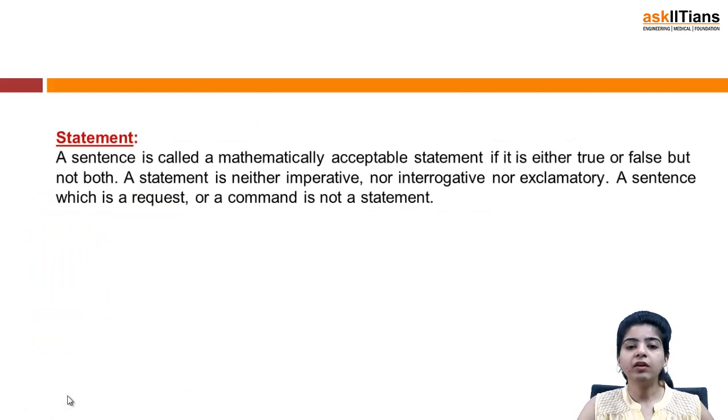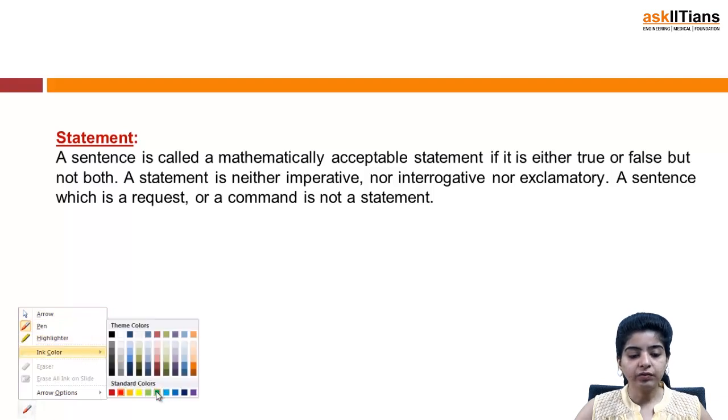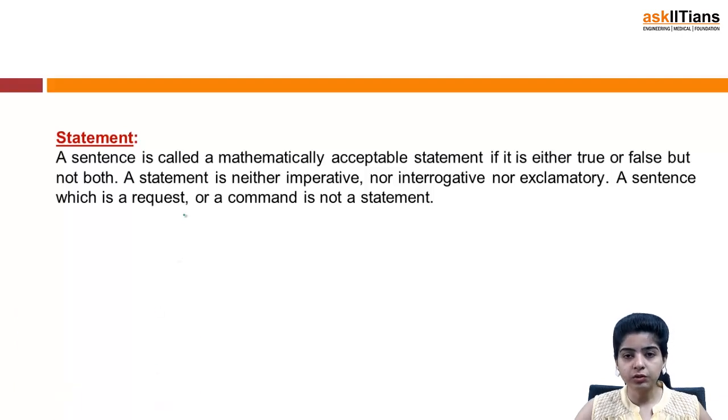So firstly, we have a term statement. What do we mean by the term statement? I am sure most of you must have heard this term, and in fact we generally use this term also in our day-to-day lives, but we don't really know what we mean by a statement in mathematical terms. So in mathematical language, a sentence is called a mathematically acceptable statement if it is either true, these words are extremely important, either true or false but not both.